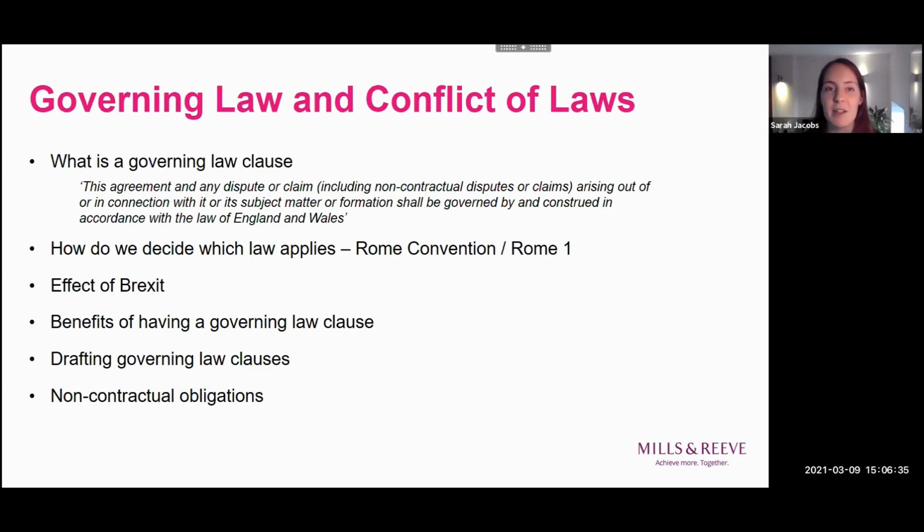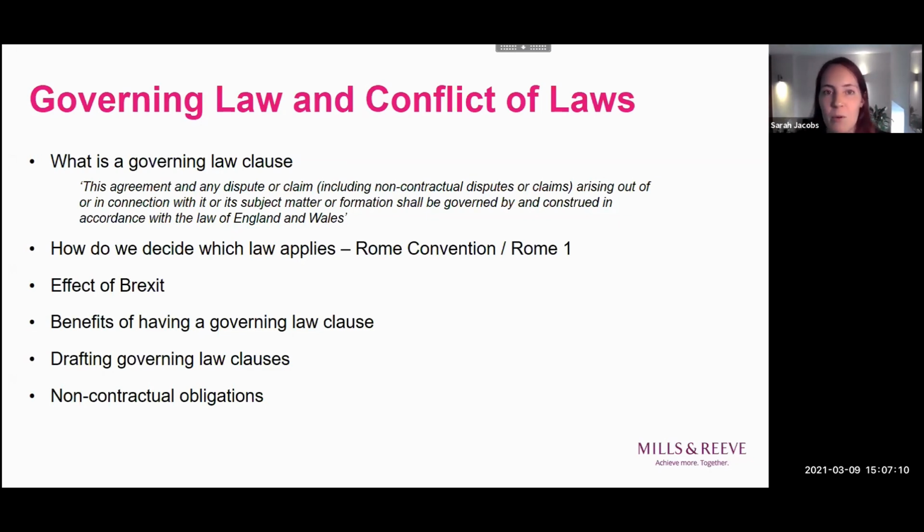There are different instruments that apply depending on when the contract was entered into. So if the contract was entered into before December 2009, there's an instrument called the Rome Convention. If it was entered into after December 2009, there is another instrument creatively called the Rome I. They weren't particularly creative with their names, but basically the rules under both are very similar. I'll highlight when there are any differences.